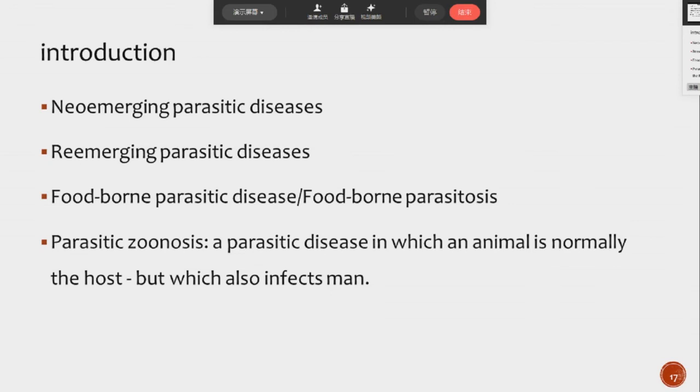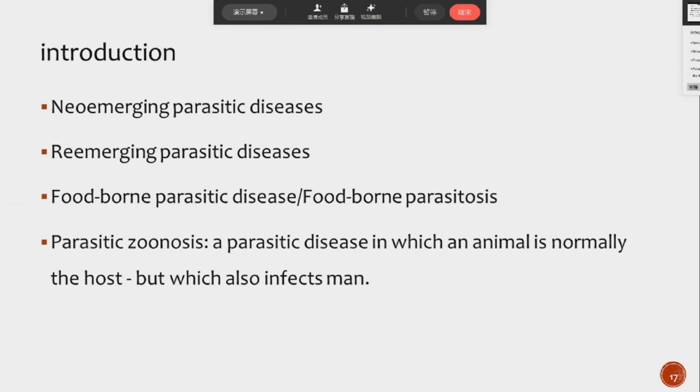Another one is the re-emerging parasitic disease. That is, we already know the parasite well and can conclude about it, but nowadays it is causing disease and reinfection in humans, and we are still suffering from it. We call these re-emerging parasitic diseases. Soil-transmitted parasites belong to the re-emerging parasitic diseases. The most famous ones are roundworm and hookworm. In the world, they have another name for these re-emerging parasitic diseases.